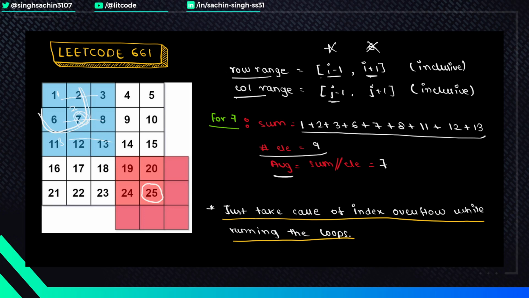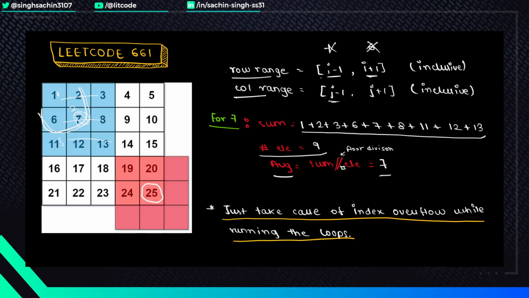How do we calculate the average? Sum upon number of elements. Also, in the problem statement, they have stated that we'll round off, so that's why we are using floor division. This is the sign for floor division. If we do this, we'll eventually get the answer 7 over here as well.